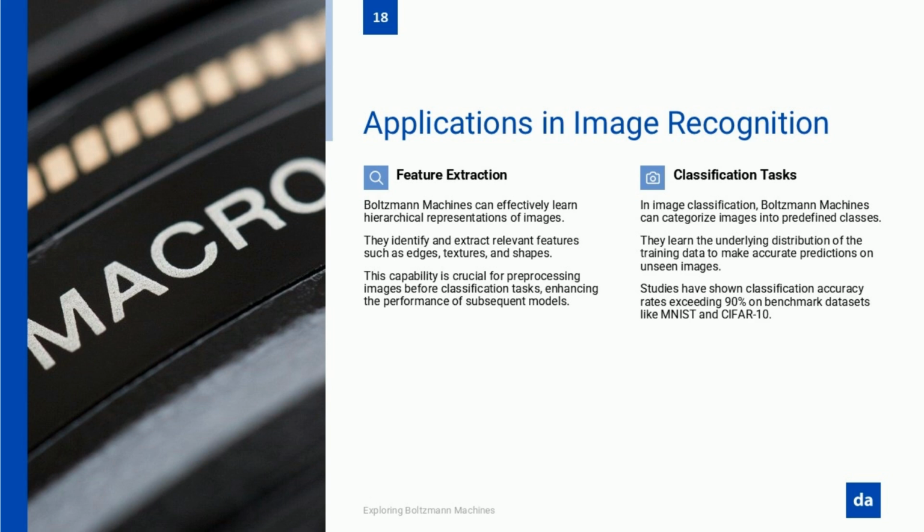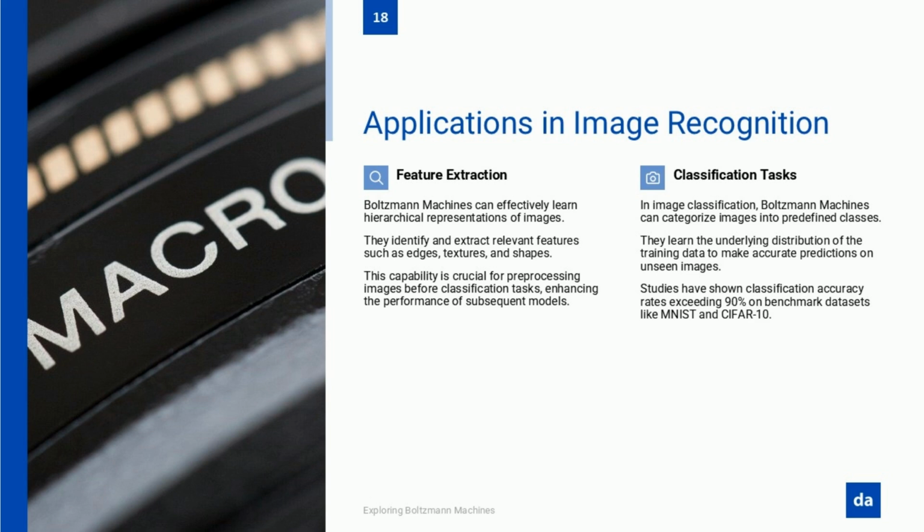Another important application of Boltzmann machines in vision is feature extraction for dimensionality reduction. Instead of using techniques like principal component analysis, PCA, an RBM can learn low-dimensional representations of high-resolution images, preserving the most important features while reducing computational complexity. This is useful in cases where storage and processing power are limited, such as mobile devices or embedded systems.